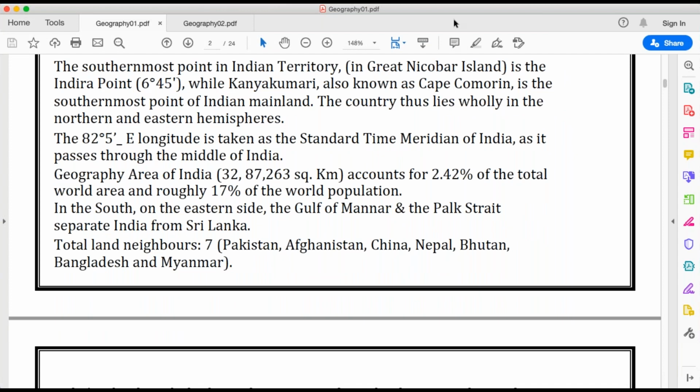The only thing which you need to remember from this is these 2 sentences. You should know that in the south, on the eastern side, the Gulf of Mannar and the Palk Strait separate India from Sri Lanka. This is something which you should remember. And you should remember which are the 7 neighboring countries with which India shares a geographical neighborhood, and that is Pakistan, Afghanistan, China, Nepal, Bhutan, Bangladesh, and Myanmar. These are the 2 points which you need to remember from the first part of this particular ebook.